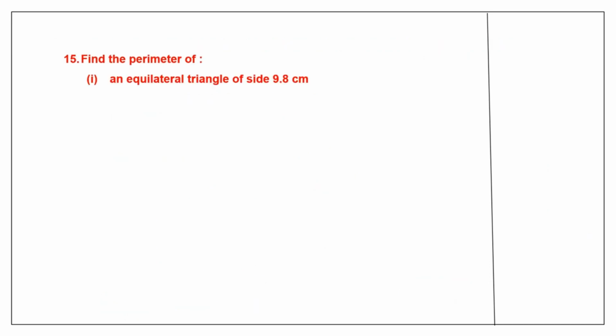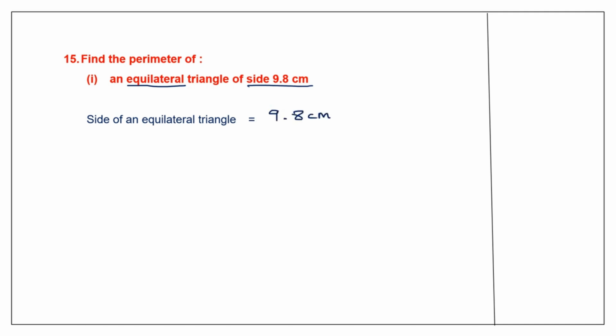Question 15. Find the perimeter of, a few questions are given. The first one, an equilateral triangle, and the side is given. What is an equilateral triangle? It is a triangle which has all three sides equal. That means every measurement will be 9.8 centimeters. So let's first write down the side of an equilateral triangle, which is 9.8 centimeters.